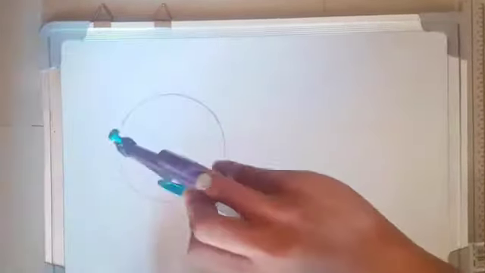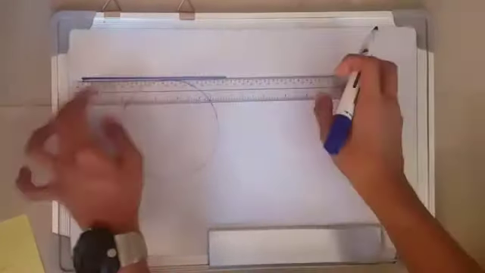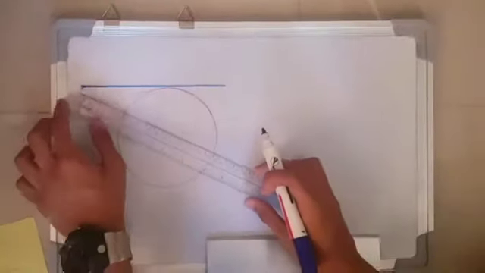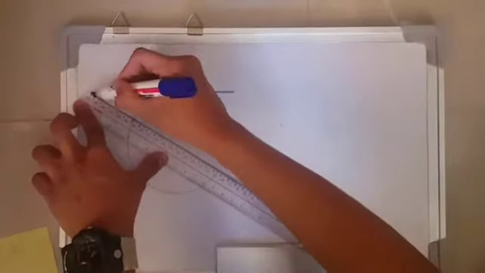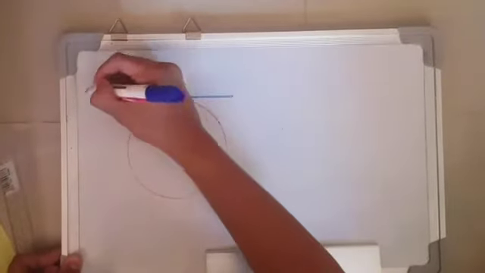So the third theorem states that if a tangent and a secant are drawn from an exterior point of the circle, the square of the length of the tangent segment is equal to the product of the lengths of the secant segment and its external secant segment.